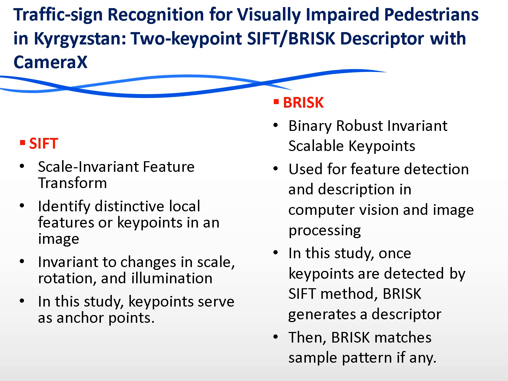What SIFT and BRISK algorithms are and how they are employed in this study. So, SIFT stands for Scale Invariant Feature Transform. It identifies distinctive local features or keypoints in the image. It is invariant to changes in scale, rotation, and illumination. And in this study, keypoints serve as anchor points. BRISK stands for Binary Robust Invariant Scalable Keypoints. It is used for feature detection and description in computer vision and image processing. And in this study, once keypoints are detected by the SIFT method, which generates a descriptor, then BRISK matches the sample pattern, if any.